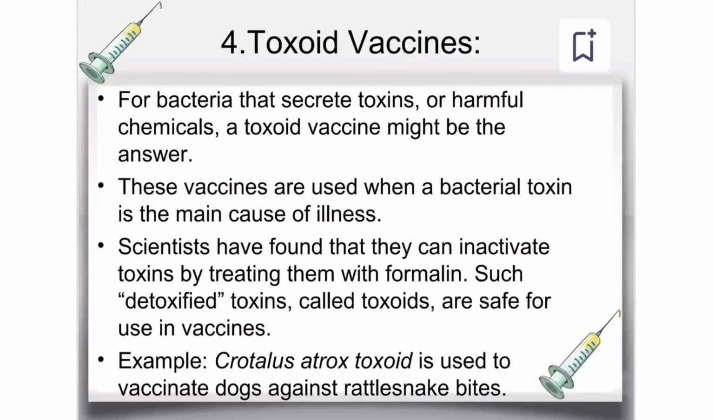Next is toxoid vaccines. For bacteria that secrete toxins or harmful chemicals, a toxoid vaccine will be the answer. These vaccines are used for bacterial toxins, for example tetanus toxoid and diphtheria toxoid. Such detoxified toxins, called toxoids, are safe for use in vaccines. Example is, as I have told, tetanus toxoid vaccine. Then one more vaccine is diphtheria toxoid vaccine.